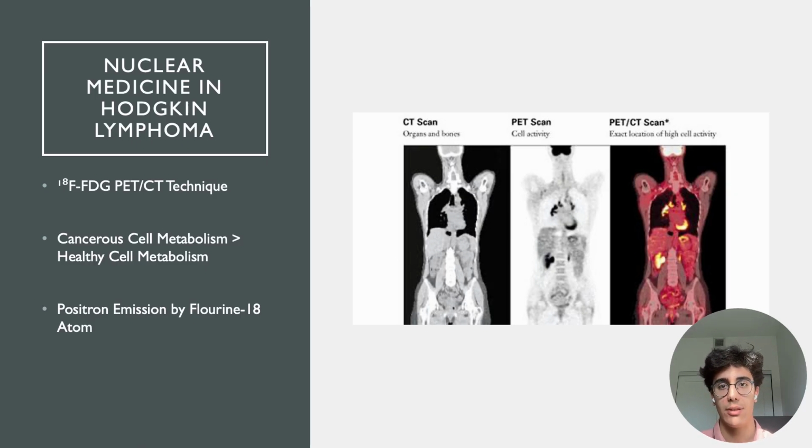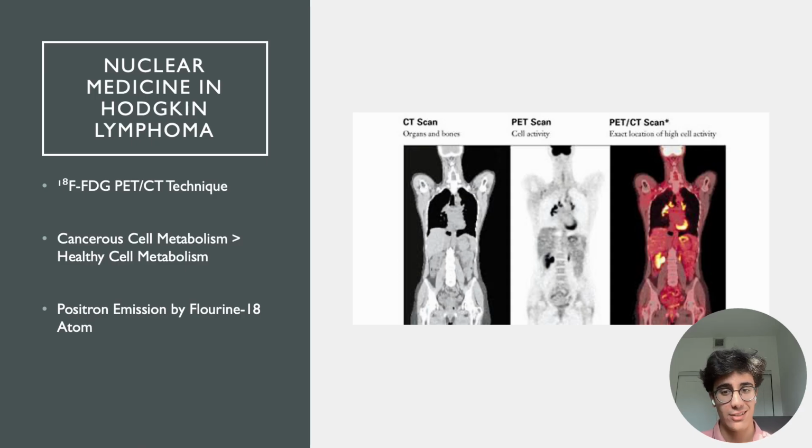The fluorine-18 atom is unstable and it decays by emitting a positron, which is a positively charged electron. The positron immediately collides with nearby electrons, and the two destroy each other and produce two gamma ray photons that fly off in exactly opposite directions. The PET scanner has a ring of detectors around the patient that catch these paired photons and use their timing and geometry to create a precise 3D map of where the radioactivity is coming from in the body.